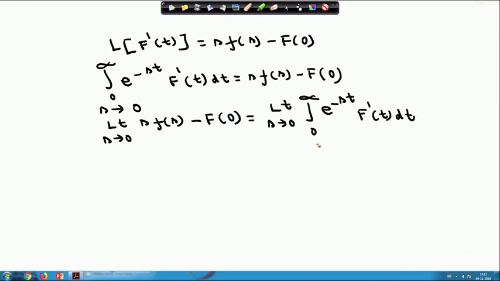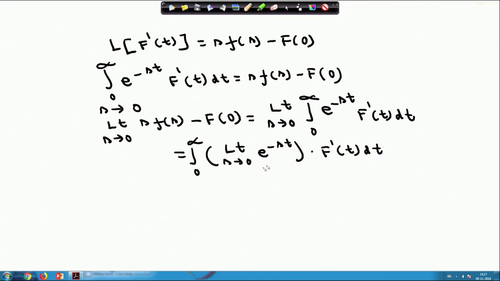Now, I can interchange the limit and the integration, so the limit can go inside the integral. You can write this as the integral from 0 to infinity of the limit as s approaches 0 of e^(-st) f'(t) dt, and this value is now 1, the limit as s approaches 0 of e^(-st). So this equals, you can simply write, the integral from 0 to infinity of f'(t) dt. So it will become f(t) from 0 to infinity.